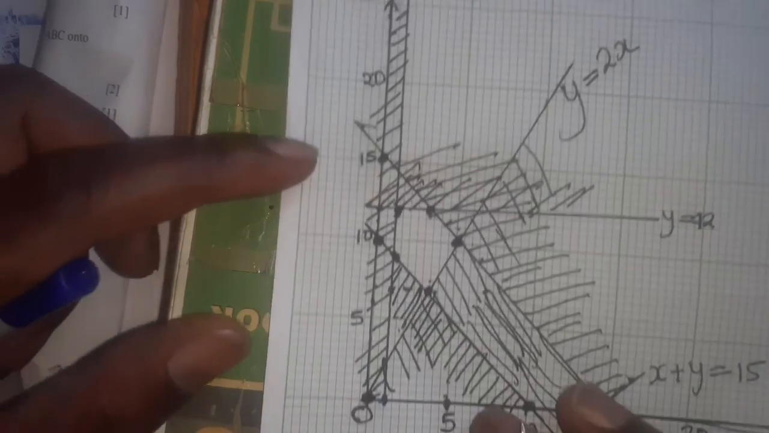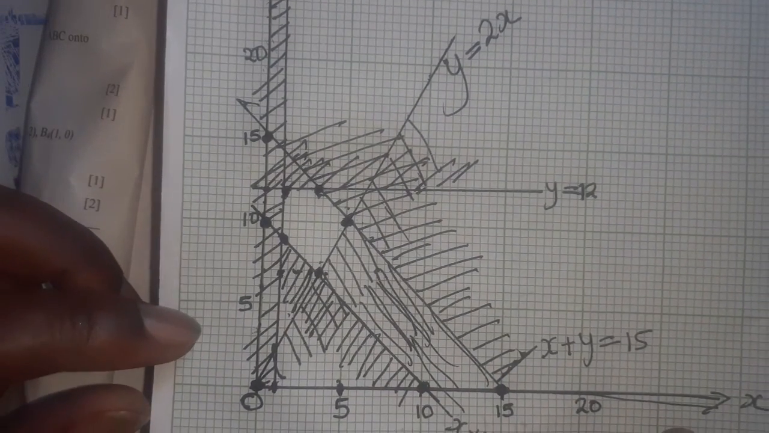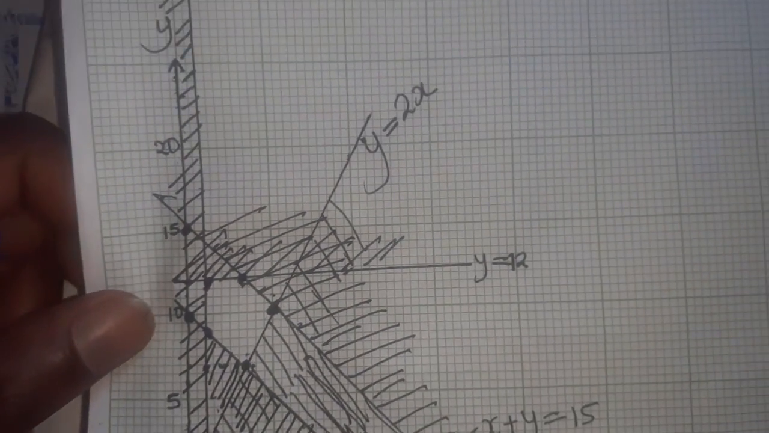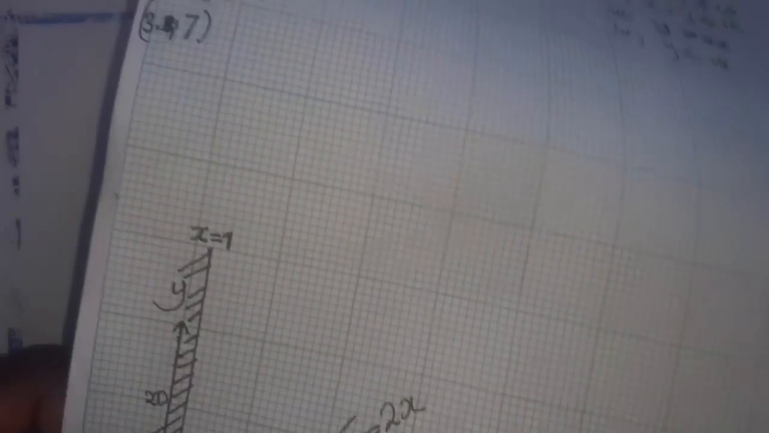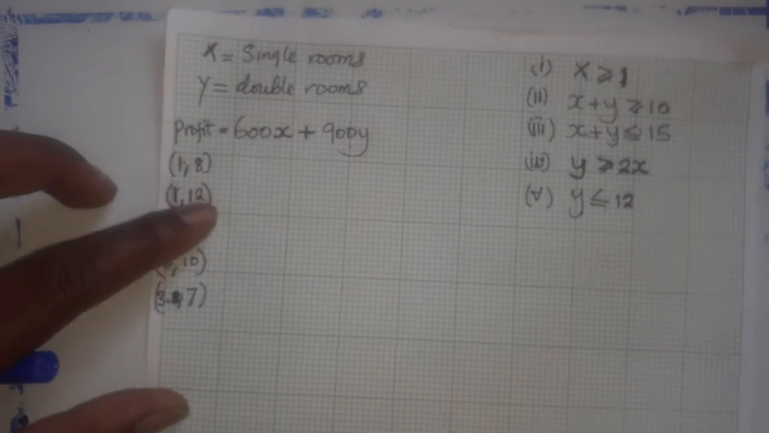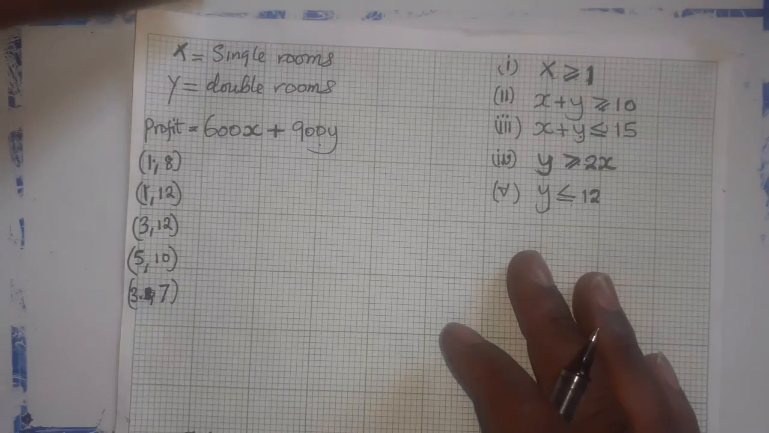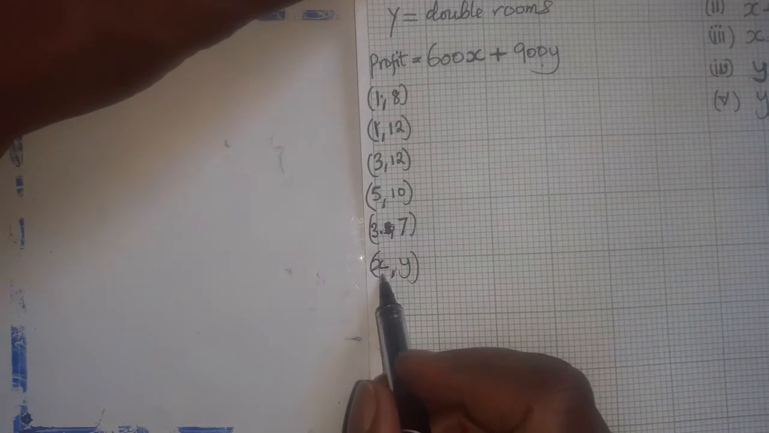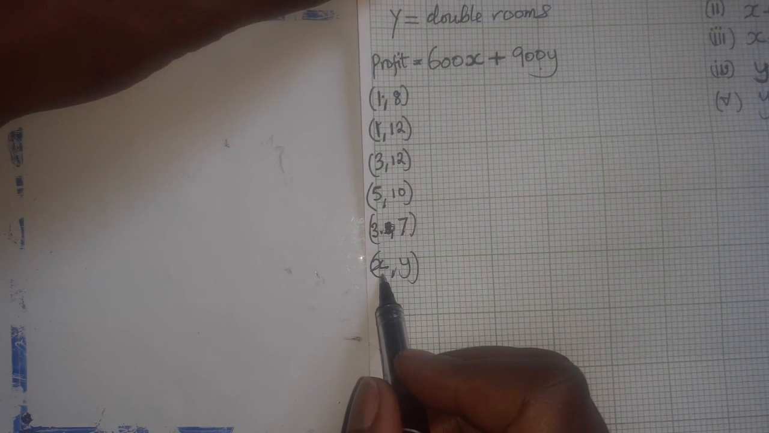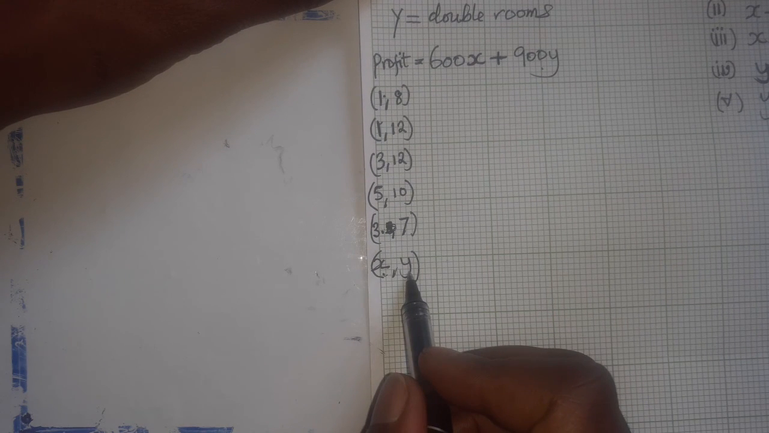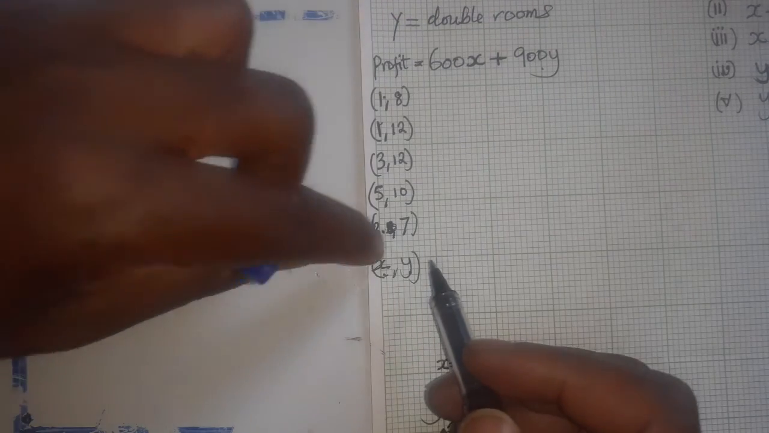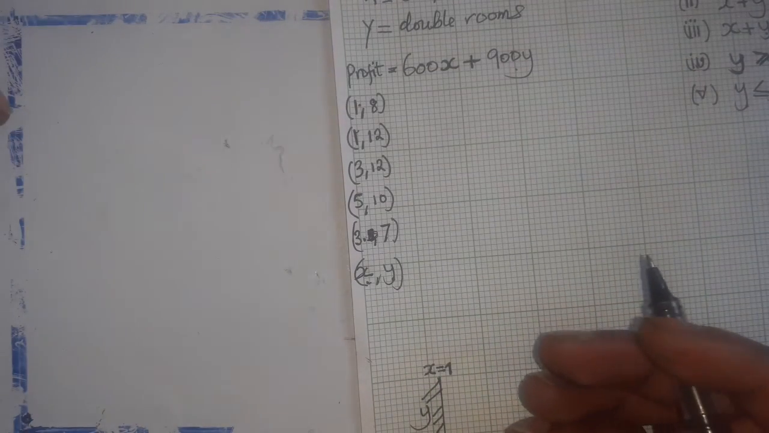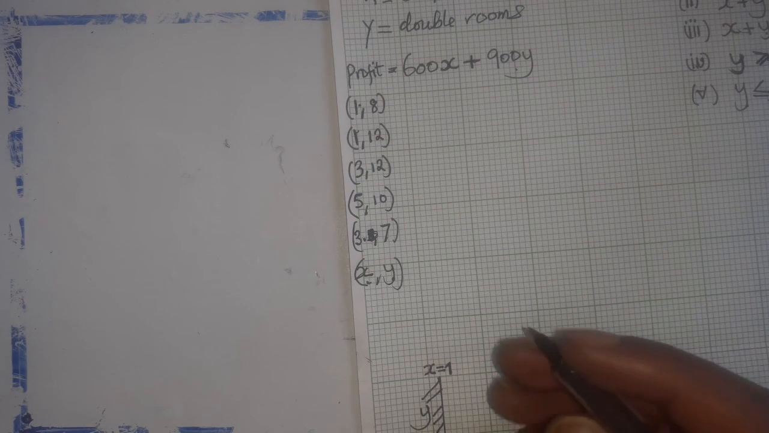That is what you are supposed to do, even in the question that I'm going to give you for exercise. So now, after we have done this, we have to go back. Now remember, here we have the x coordinate and the y coordinate. The x coordinate is the number of single rooms. This one is the number of double rooms. So all these x coordinates represent single rooms, and the y coordinate represents double rooms. This is a combination of rooms that can be built.